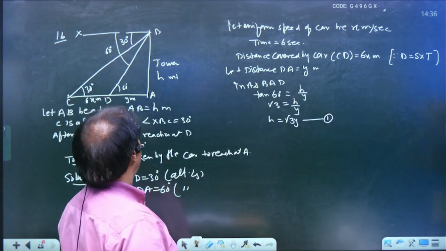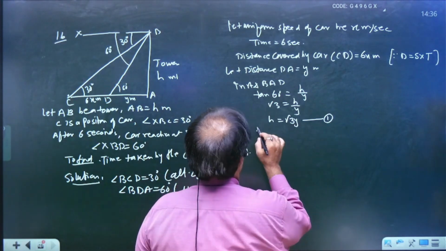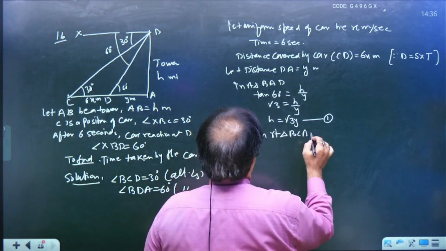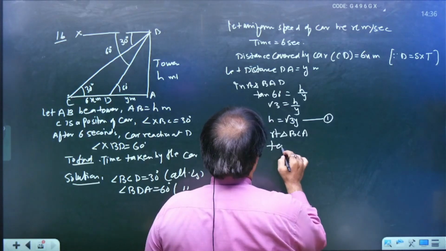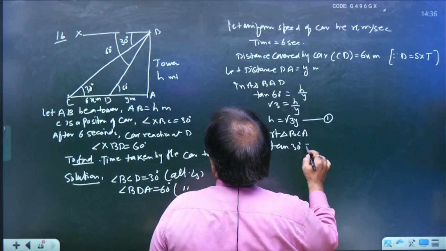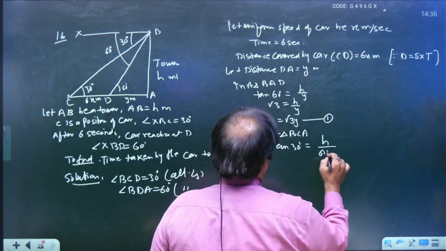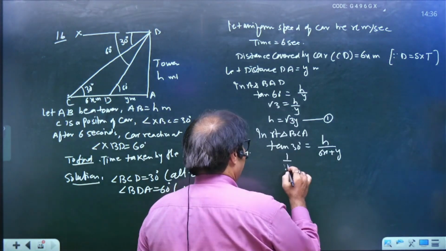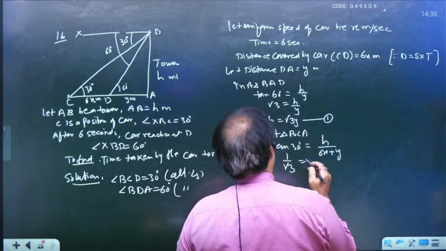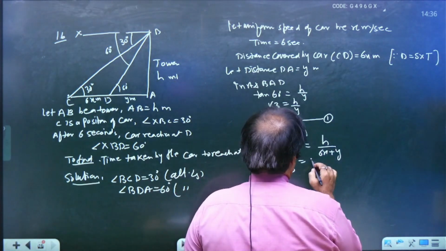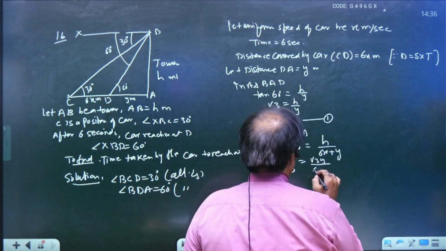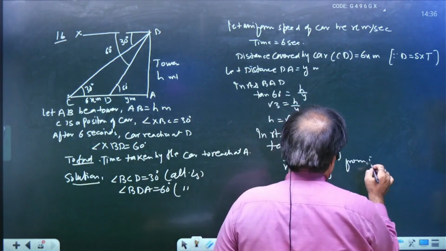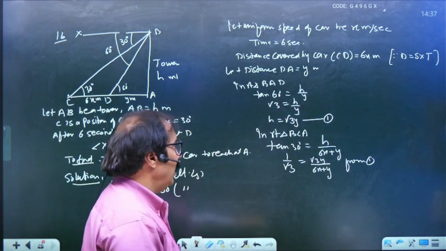And now move in right triangle BCA. In right triangle BCA, tangent 30 degrees is equal to h upon 6x plus y. Tangent 30 is 1 by root 3, and put the value of h from the first relation. So that is root 3y upon 6x plus y. From relation number 1, I have put this value of h.